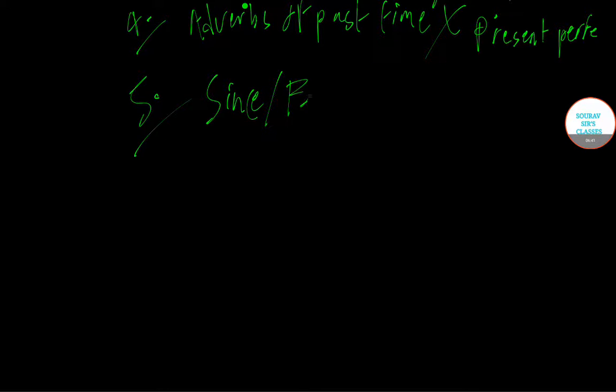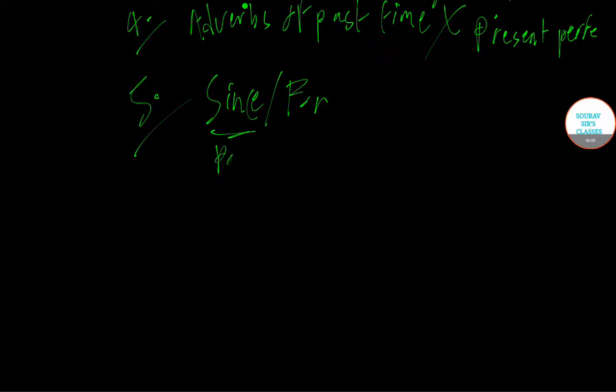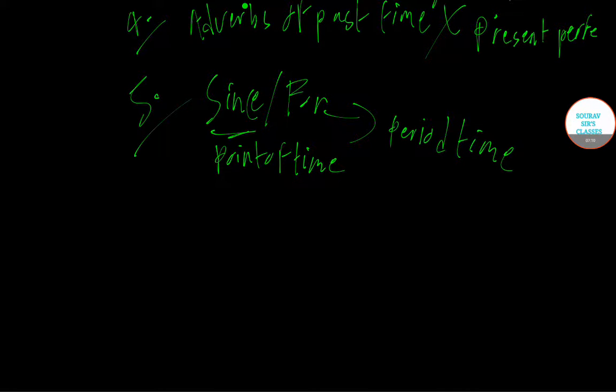So since is for a point of time, and for is used for a period of time. For example, with morning, evening, etc., we use since, and with some time, hours, months, we use for. So since is for point of time, and for is for a period of time. If we remember this simple rule, we will not be confused about when to use what.